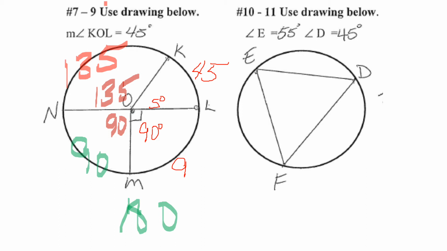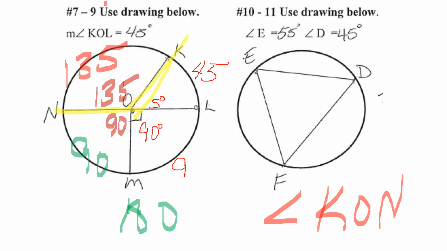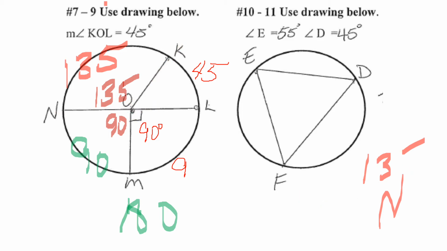So, start back to your problem. On the number 7, it says angle KON. So look at it. K, let's find a good color here. From K to O to N. That's that angle we just filled in. And so that was 135. Next, arc KL. KL, we just found that at the beginning. So that's 45 in between K and L.